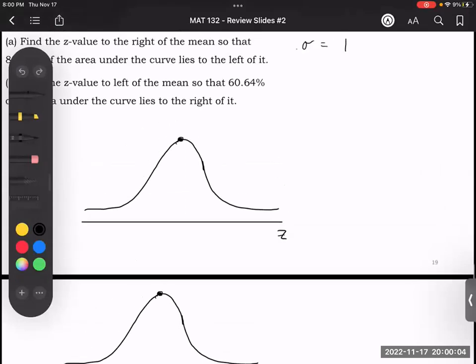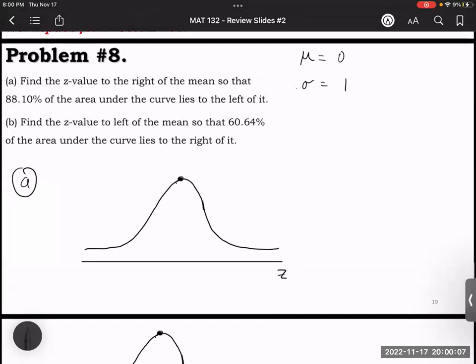Okay, so for part A, it states that we have to find the z-value to the right of the mean so that 88.10% of the area under the curve lies to the left of it. So at the center of our distribution, we have our mean, which is 0. So the z-value, where is its location? It says find the z-value to what? Read part A. What does it say? Find the z-value to the right of the mean.